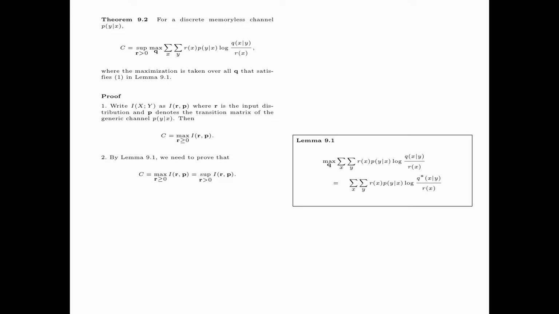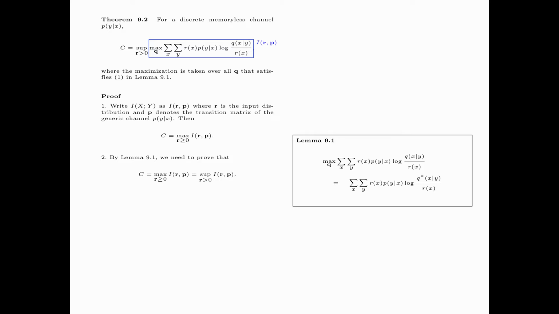Since the mutual information between X and Y depends on the input distribution R and the transition matrix P of the generic channel p(y|x), we write I(X;Y) as I(R,P). Then C is equal to the maximum of I(R,P) over all input distributions R. By lemma 9.1, we see that the maximum of the double summation over all Q in the formula in theorem 9.2 is indeed equal to I(R,P).